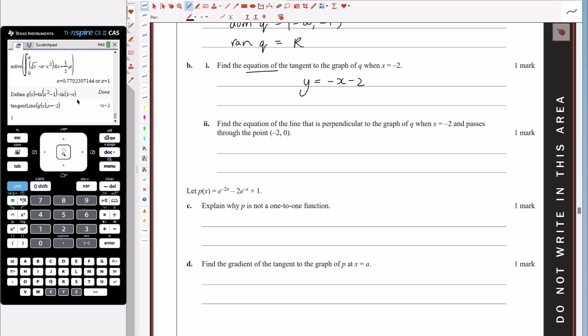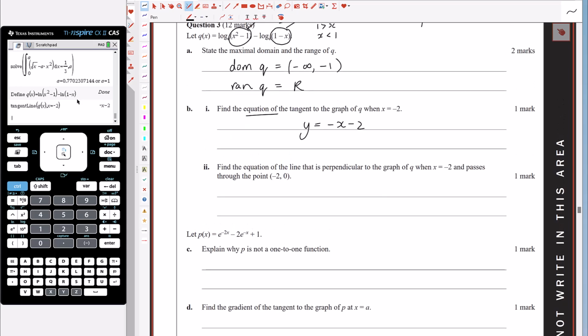It's also not tangent equals, it's y equals. The equation of the tangent is y equals -x minus 2. Find the equation of the line that is perpendicular to the graph of q when x equals -2 and passes through the point -2, 2. Okay, so it needs to be perpendicular to this line that we've just found here, okay? But it's not the normal though, okay?